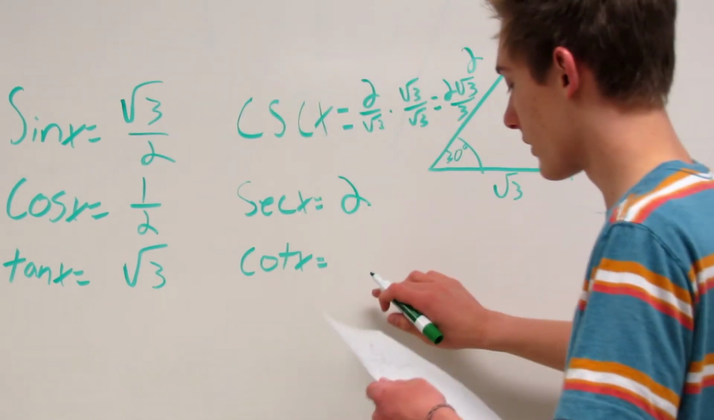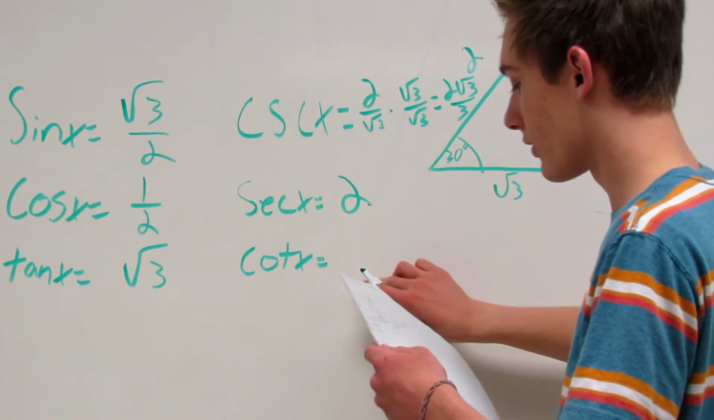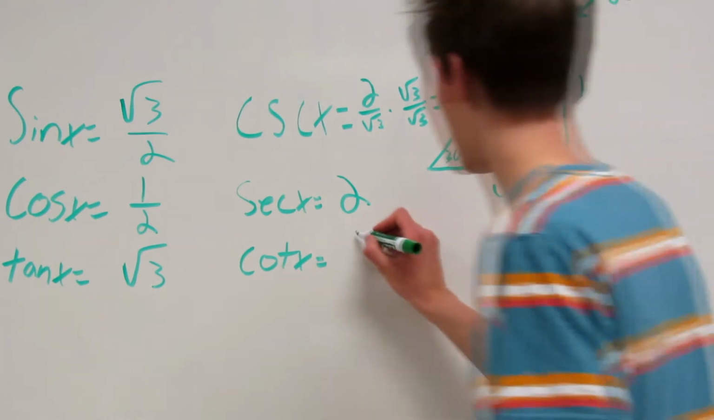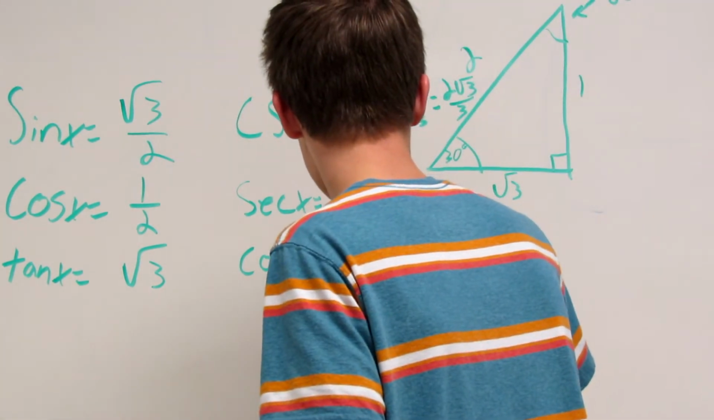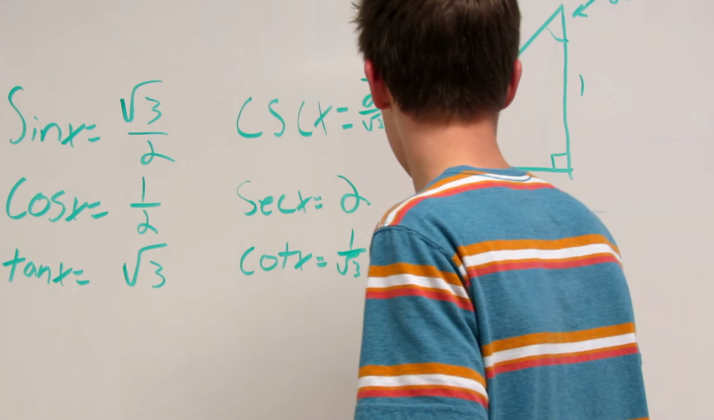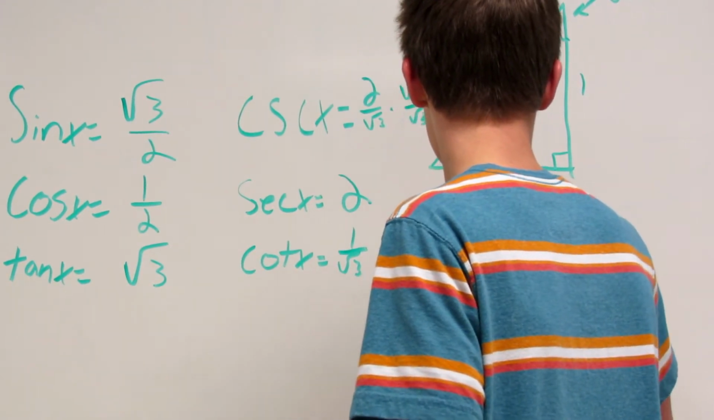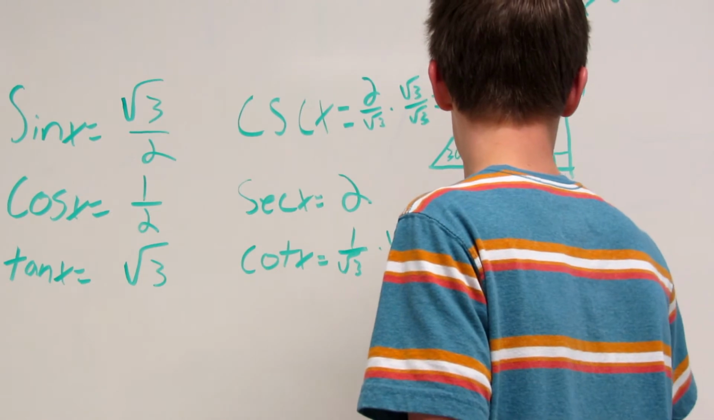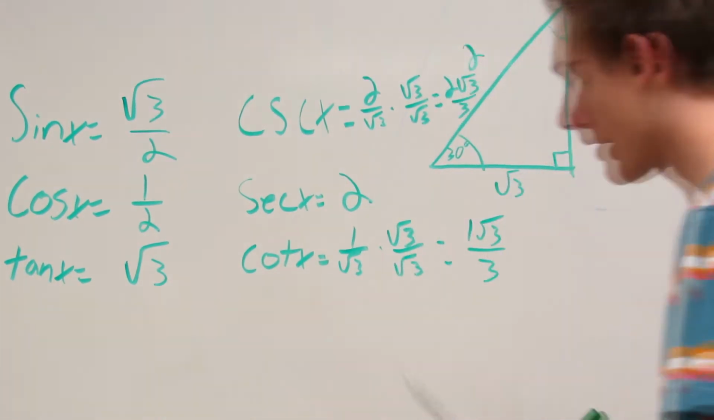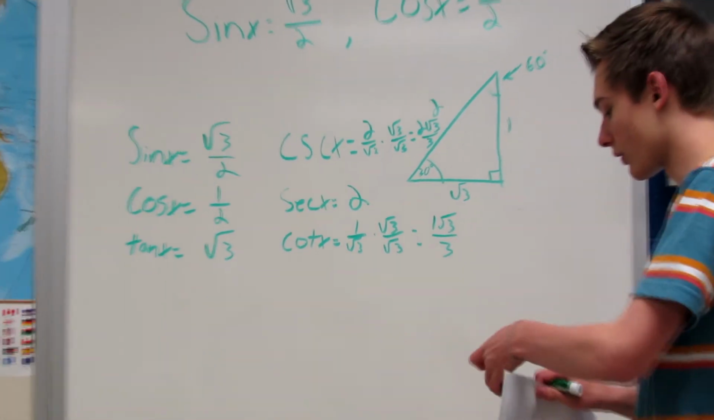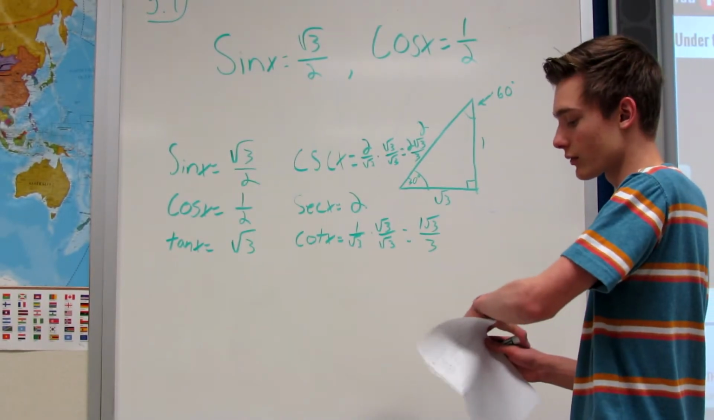And then lastly we have cotangent, which is the opposite of tangent, so that's going to be 1 over root 3, and then multiply top and bottom by square root of 3. It's going to give us 1 root 3 over 3. And that is how you solve for all of the trig functions with given values.